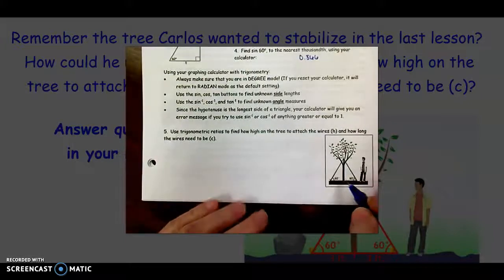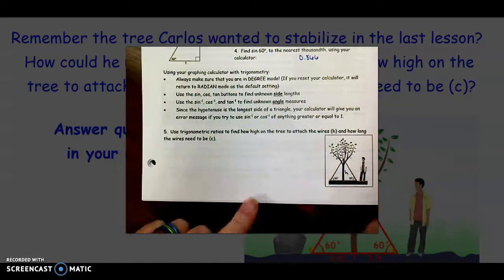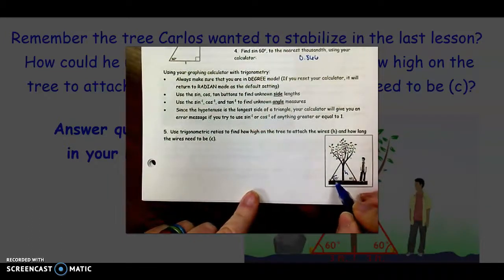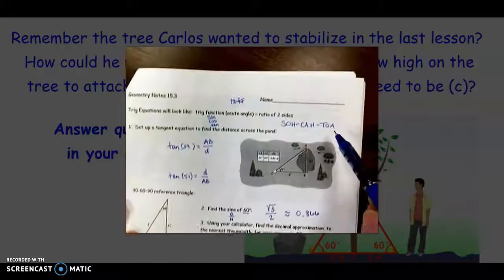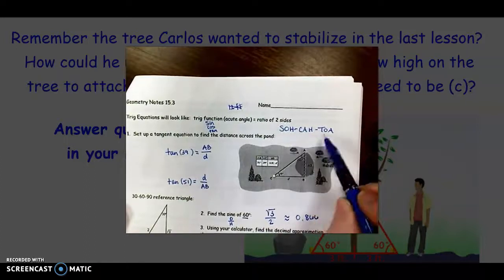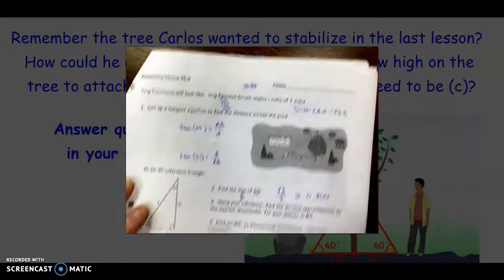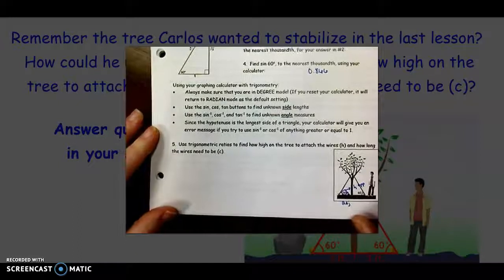So I'm going to mark on the notes here. This is the first thing we're going to do: find the height on the tree. So the acute angle that's given is 60 degrees. In respect to that 60-degree angle, the side I'm trying to find is the side that is opposite it. And the side that I know in respect to the 60-degree angle is the adjacent side. And so I would want to use whatever trig ratio uses opposite and adjacent. So remember I told you could write this on your table, on your paper. Opposite and adjacent means I need to use a tangent ratio.